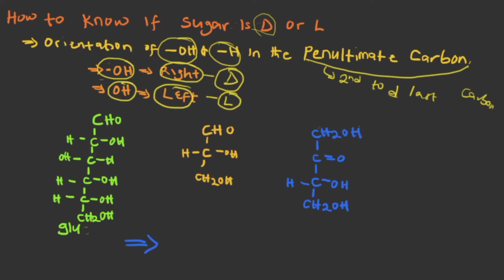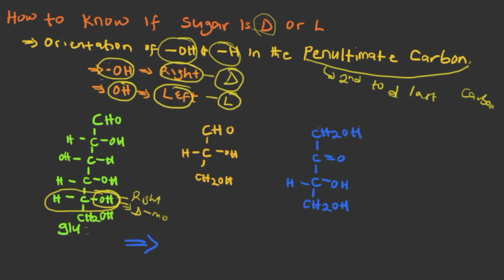So let's see examples from some of the monosaccharides that we used in previous examples. Now my penultimate carbon is this carbon, right? And where is the orientation of the OH? This OH is found at the right, right? And meaning that this is a D monosaccharide. This monosaccharide rotates the plane polarized light to the right.